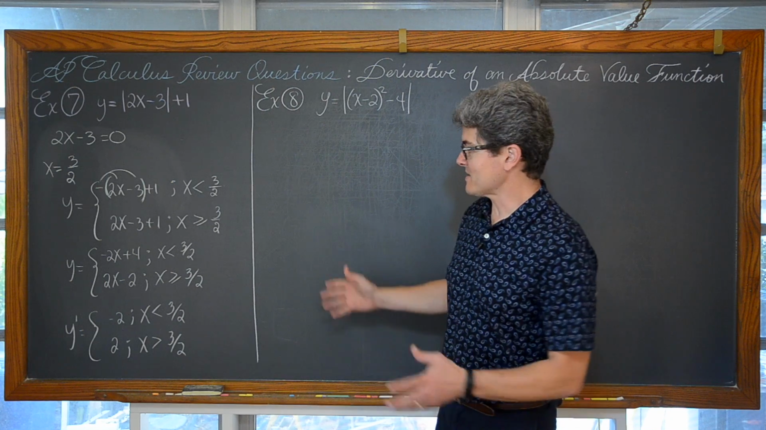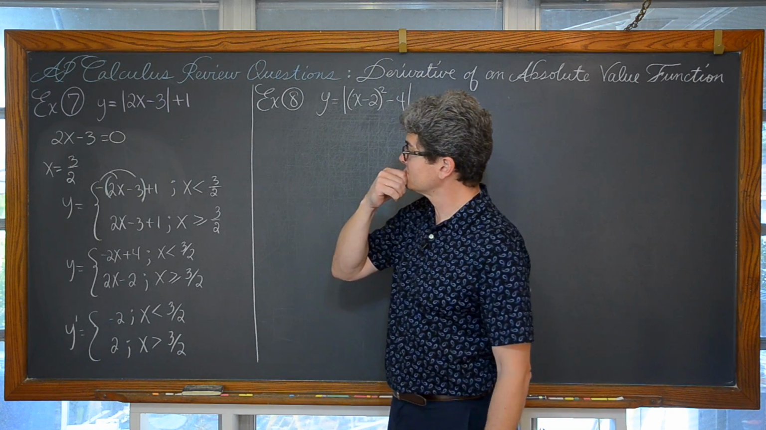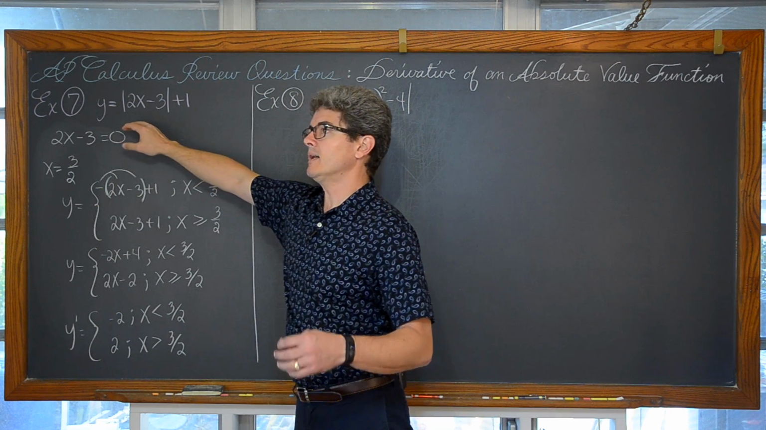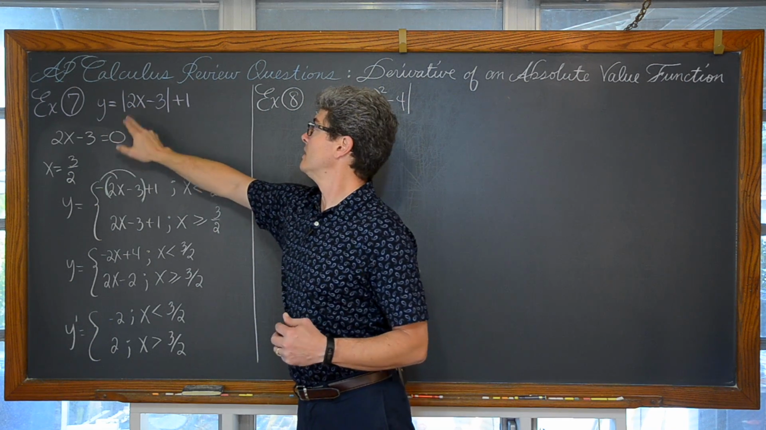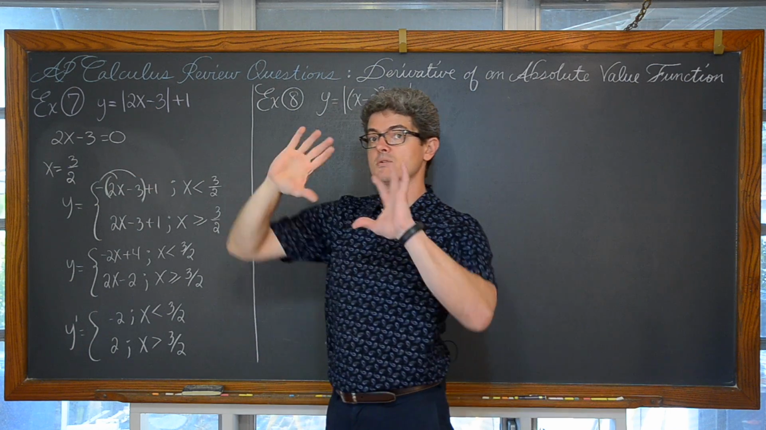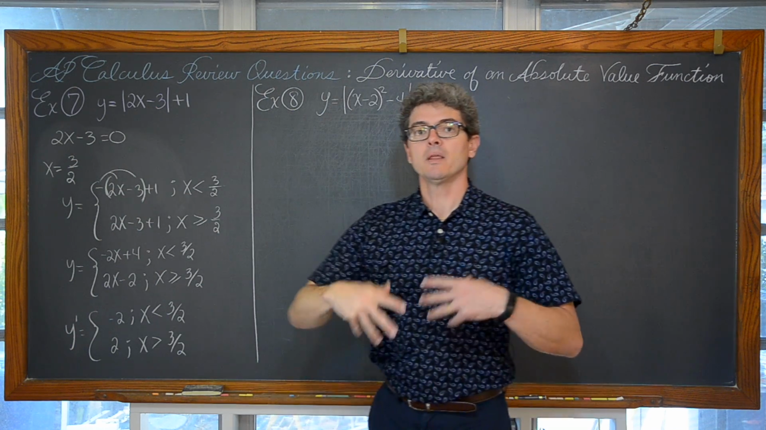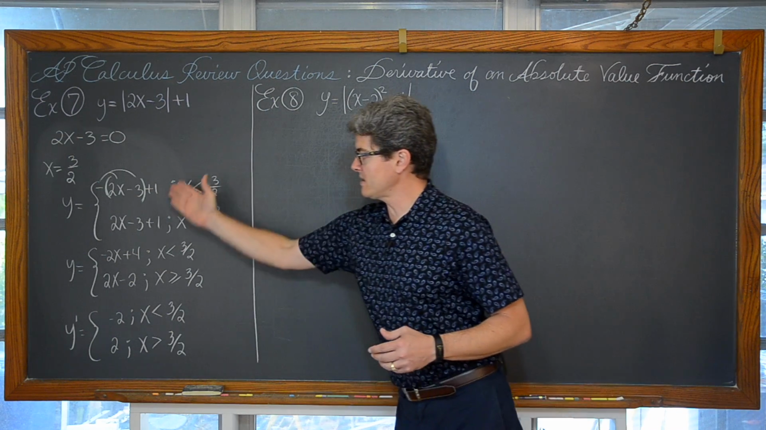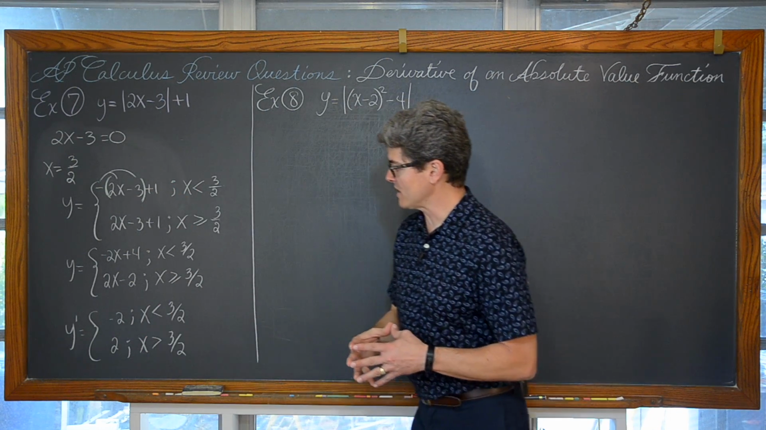Not only as I do this, I think, man, in the previous lesson I would have written this as y is equal to the square root of 2x minus 3 squared plus 1 and then gone through that process. And it was a lot more complicated than it is by rewriting it in terms of a piecewise function.